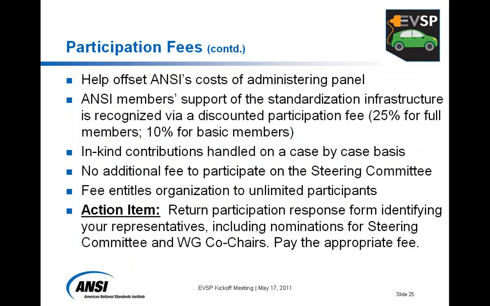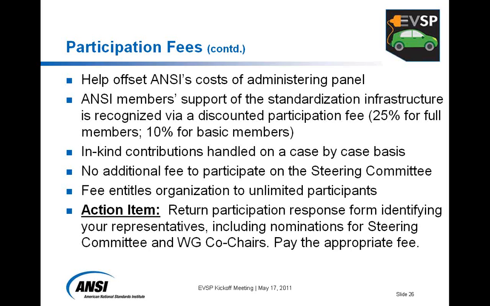So our objective, as I said, is to help offset the ANSI costs in administering the panels. The discount I talked about a little bit. In-kind contributions are really handled on a case-by-case basis. If you believe there's something there for you, you need to talk to Jim McCabe directly so we can try to get an understanding of that. There is no additional fee to participate on the steering committee. So if you decide it would be important for you to be a steering committee member, that is covered in your fee for the EVSP overall, and there's not an additional fee on top of that.